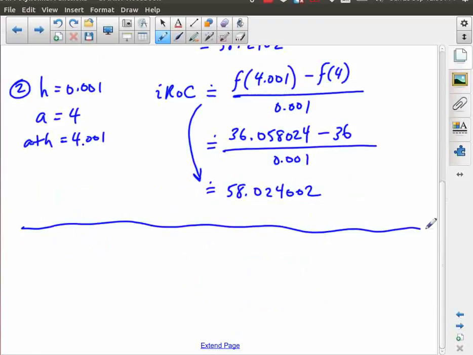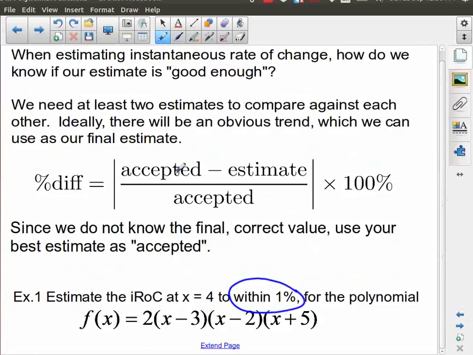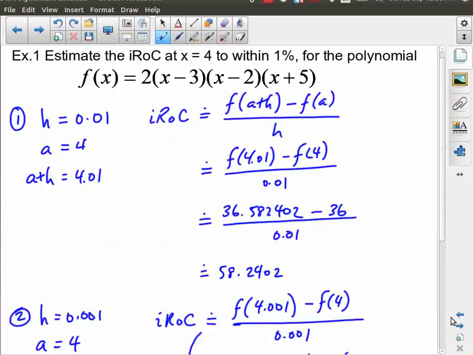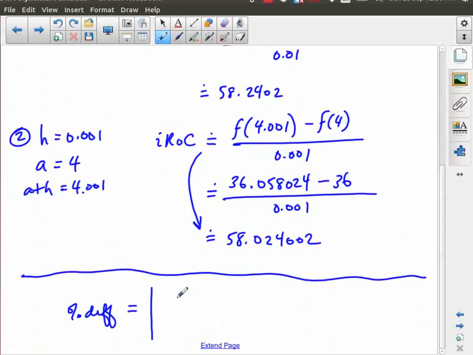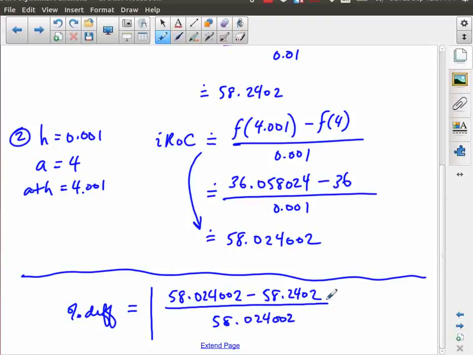So now let's go ahead and figure out our percentage difference. So it's going to be the absolute value because we don't care about positive or negative. And so let's just go back and remind you, it's accepted minus the estimate over accepted. This part doesn't actually matter because we're taking the absolute value. You can reverse these, but I'll do it this way. So we're treating this as the accepted. 58.024002 minus 58.2402, divided by 58.024002, all times 100%.